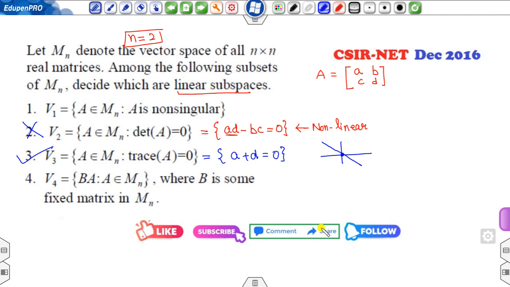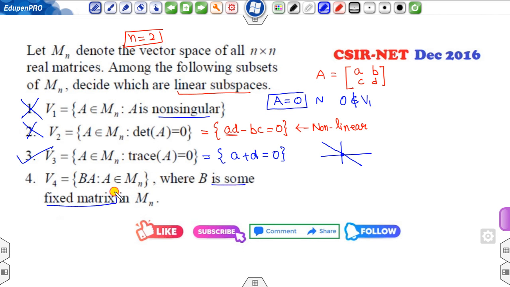Yes, it's a subspace. A is non-singular. How can you check the non-singular case? If I choose A as 0, is it non-singular? No, it's a singular matrix. So this is not a subspace, because 0 does not belong to V1.